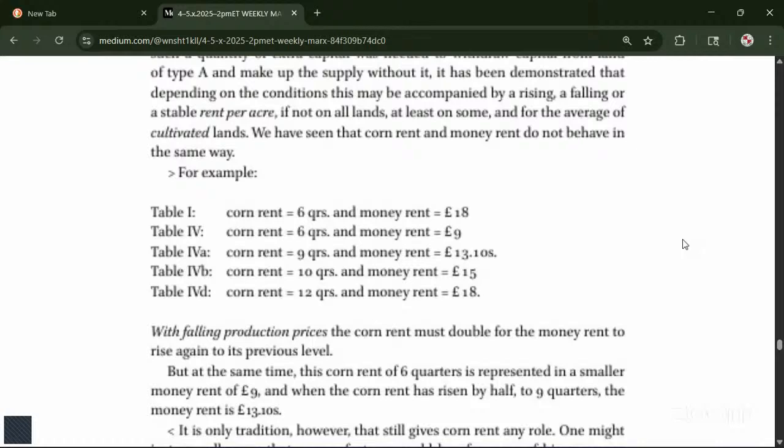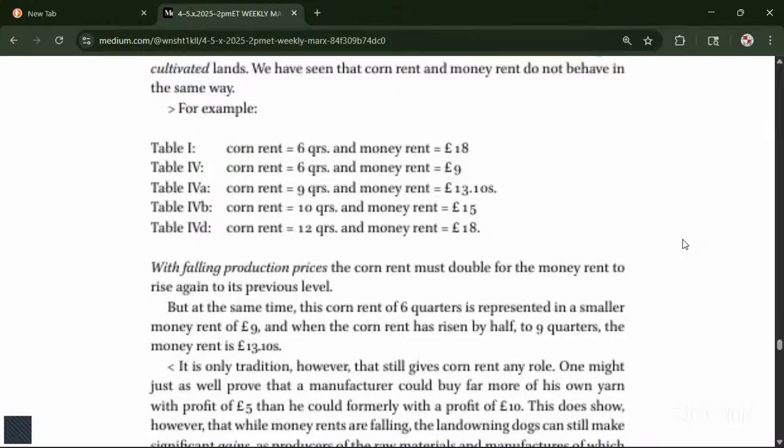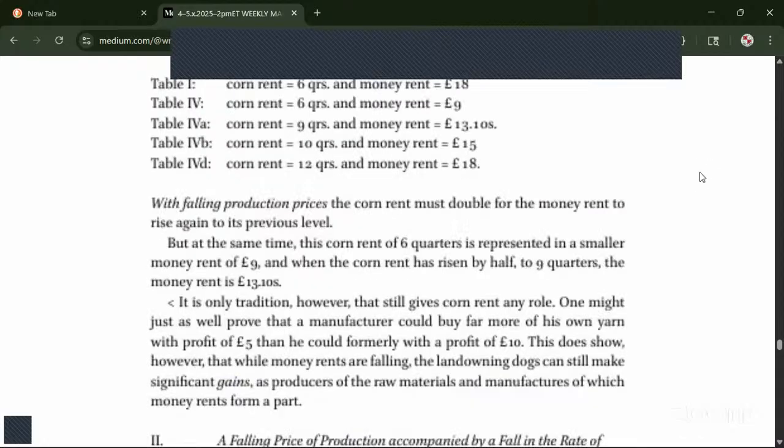It is only tradition, however, that still gives corn rent any role. One might just as well prove that a manufacturer could buy far more of his own yarn with a profit of 5 pounds than he could formerly with a profit of 10 pounds. This does show, however, that while money rents are falling, the land-owning dogs can still make significant gains as producers of the raw materials and manufacturers of which money rents form a part.